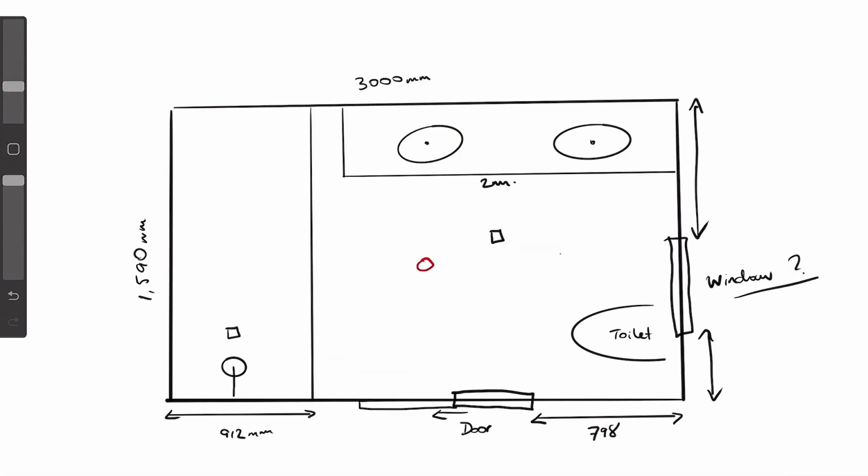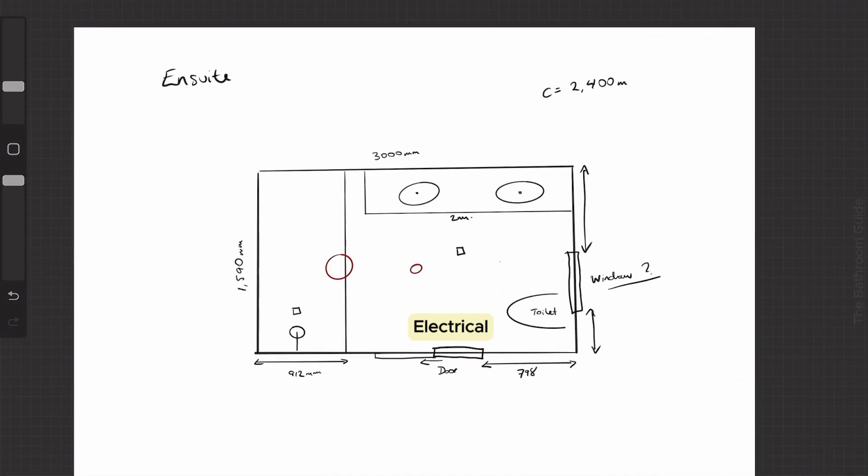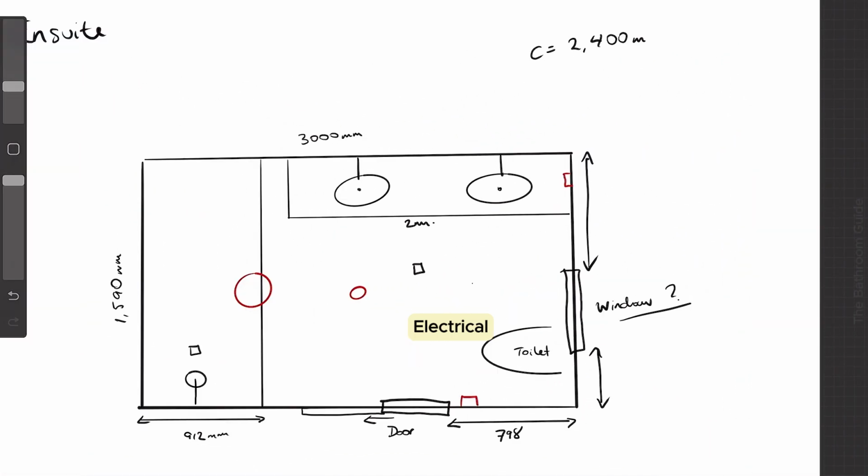And then in red, I like to mark up just any noted electrical points in the room. So there's a downlight here and an exhaust fan over here. And you can note any electrical points like outlets or light switches as well. So just something like that, nothing too fancy. Don't worry about it being perfect.